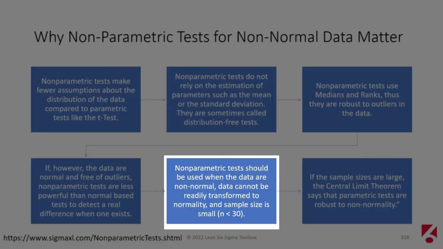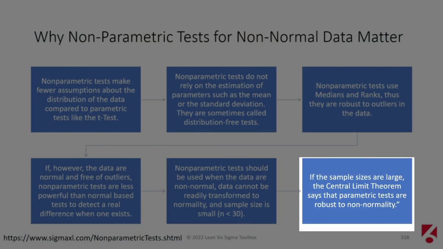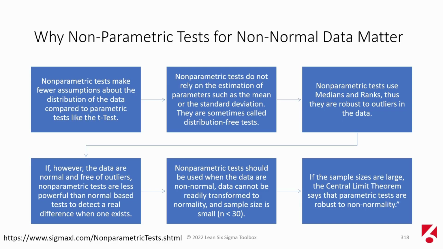Number five, non-parametric tests should be used when the data are non-normal and data cannot be readily transformed to normality. So we're going to talk about transformation here in just a second. Or if we have a small sample size, something less than 30 or some other amount, again, sample size, there's no general rule of thumb. You have to know how big of a sample you're trying to get to detect the signal and the noise. So if you don't remember that discussion, go back and rewatch the power and sample size module to understand how big your sample size needs to be for any given signal you're trying to detect. And finally, if the sample sizes are large, you can use the central limit theorem that says parametric tests are robust to non-normality. And we're going to talk about that here next.